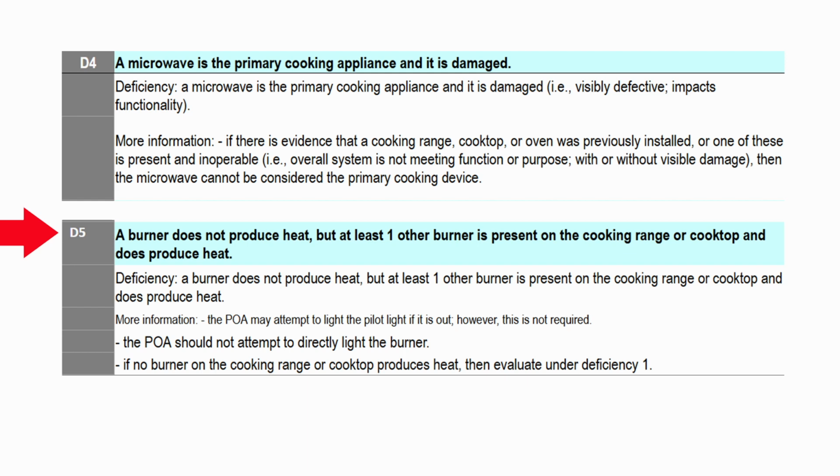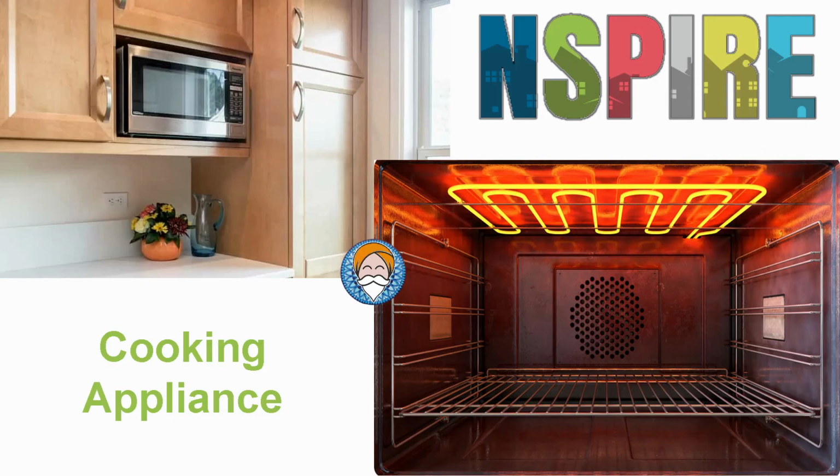Deficiency 5 says a burner does not produce heat, but at least one other burner is present on the cooking range or cooktop and does produce heat. For more information, the POA may attempt to light the pilot light if it's out. However, this is not required. The POA should not attempt to directly light the burner. If no burner on the range or cooktop produces heat, then evaluate the deficiency under Deficiency 1. That's it for cooking appliance.